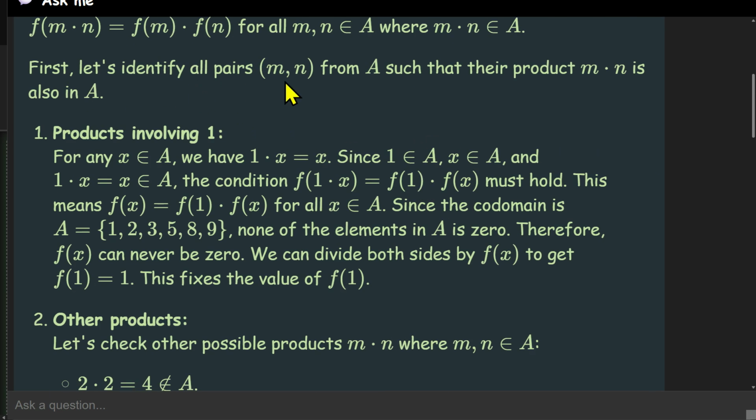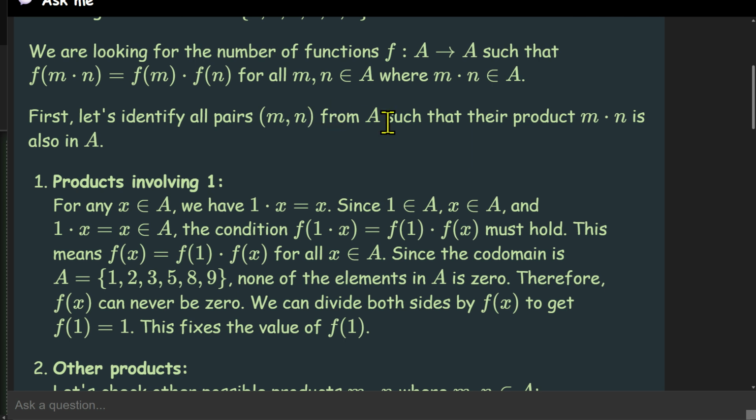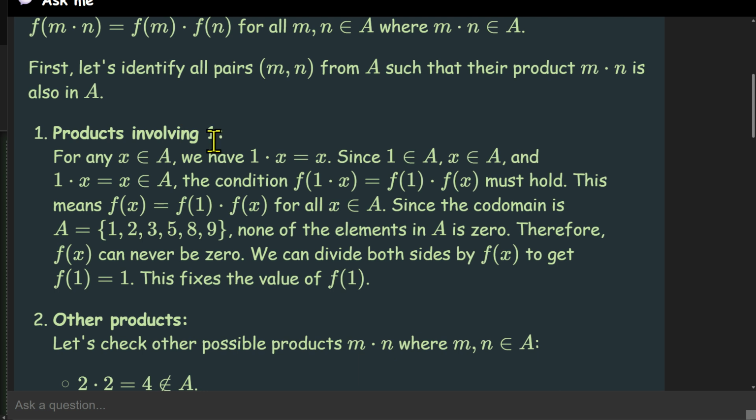Let's identify the pairs m, n from A such that their product mn is also in A. The product involving 1: for any x belongs to A, we have 1·x = x, which belongs to A. So the condition f(1·x) = f(1) f(x) must hold. This means f(x) = f(1) f(x).